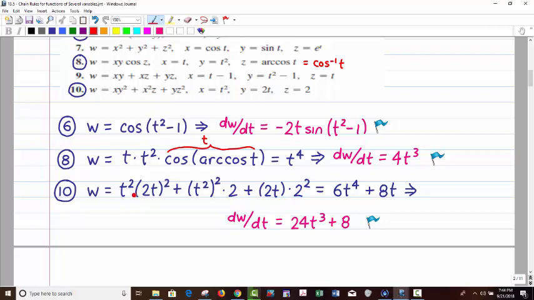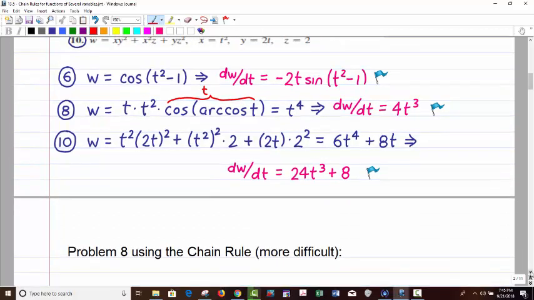So you end up with this is a 4t to the fourth. This is the 2t to the fourth. You add those together, you get 6t to the fourth. And then this becomes 8t right here. So that simplifies quite nicely. So the derivative of that would just be 24t cubed plus 8. So how about that? That's not bad.